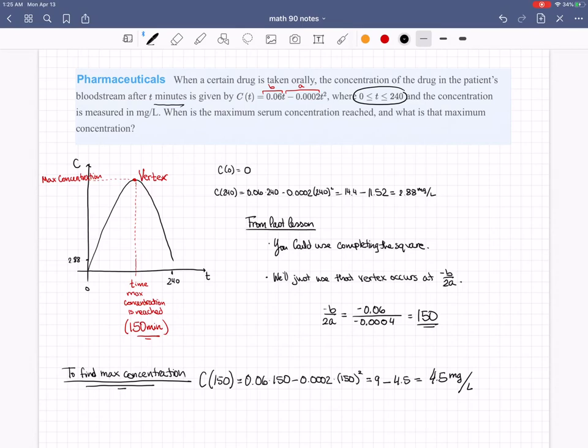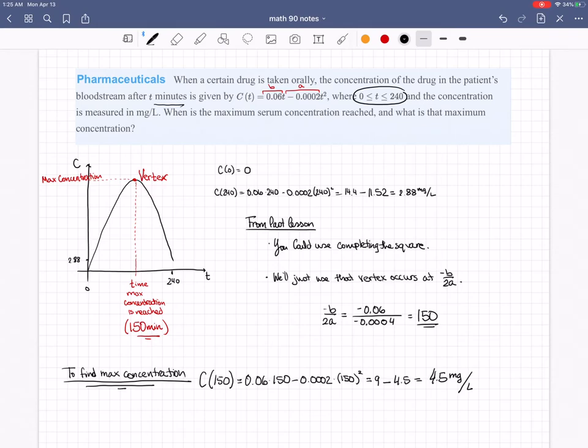Is it dangerously low? In which case, if it's dangerously high, well then we need to lower the dosage. If it's too low to achieve the relief that we want the drug to provide, or to achieve whatever effect the drug is supposed to have, then we need to up the dosage. So this kind of conversation is actually a conversation that happens quite frequently in the pharmaceutical landscape.